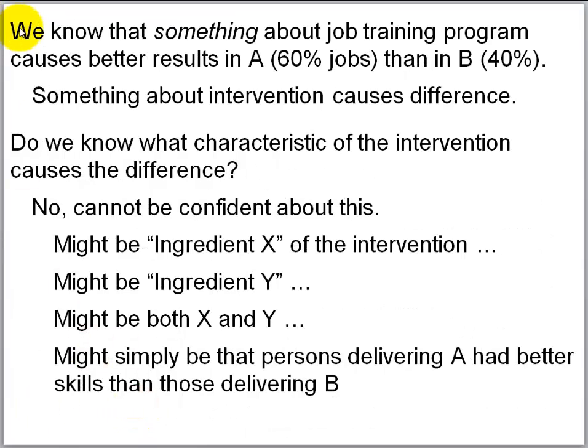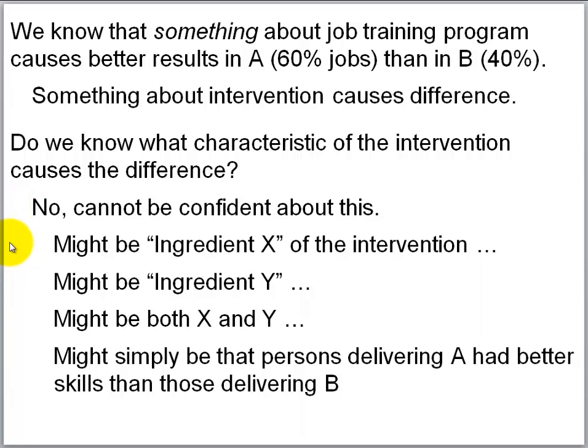So let's continue to presume that we have our example with the random assignment. So we know that the job training program is the cause of the difference, so we know that something about the job training program is explaining our result. Do we know what characteristic of the job training program is causing our result? And the answer is no. We can't be confident about this.